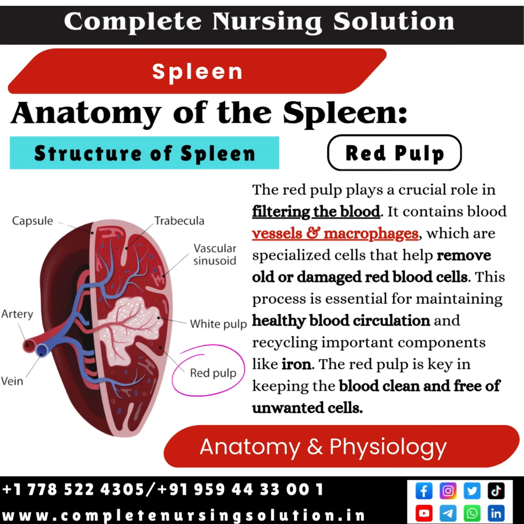Next, let's talk about the red pulp. The red pulp plays a crucial role in filtering the blood. It contains blood vessels and macrophages, which are specialized cells that help remove old or damaged red blood cells. This process is essential for maintaining healthy blood circulation and recycling important components like iron. The red pulp is key in keeping the blood clean and free of unwanted cells.